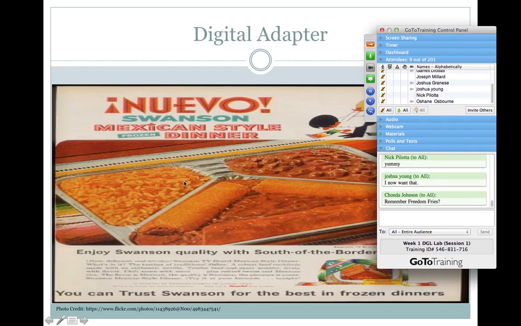Chanda mentions freedom fries. Yeah, I remember that. That dealt with the Iraq War, so that's probably about a dozen years ago, where we got mad at France for not supporting us in the war, and wanted to rename French fries as freedom fries.